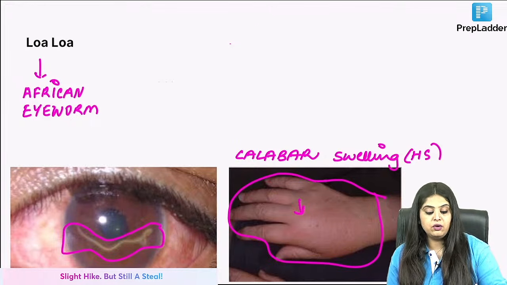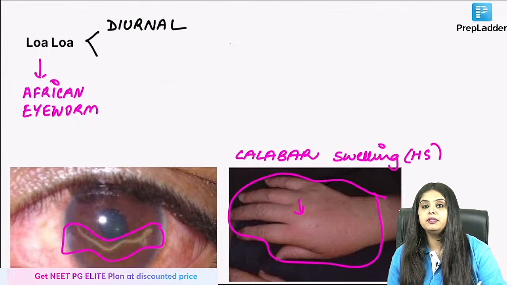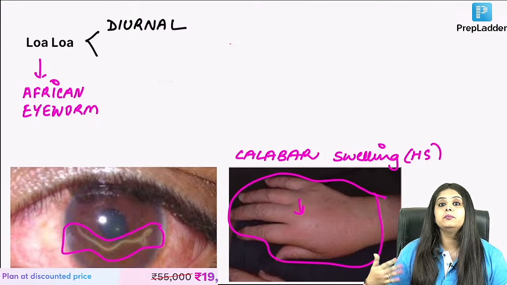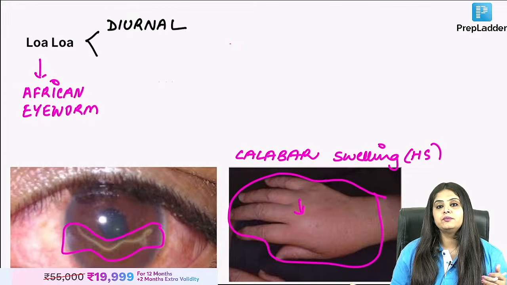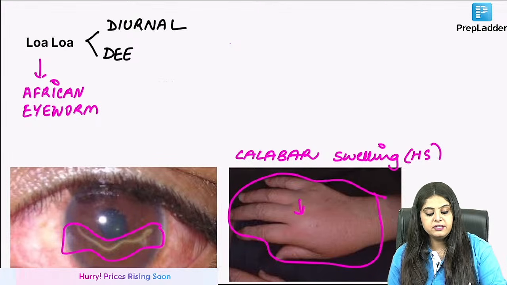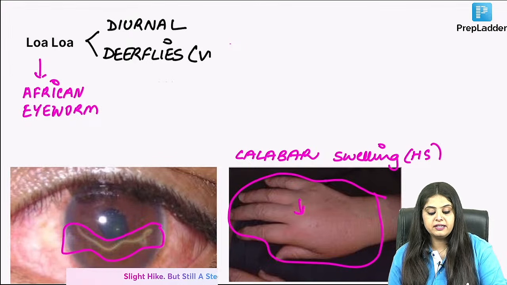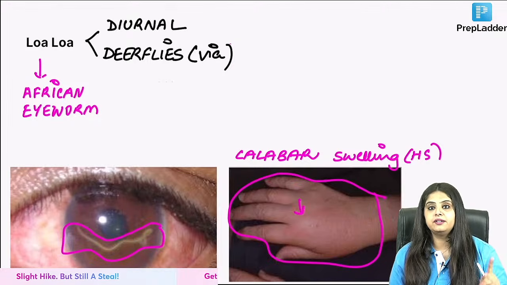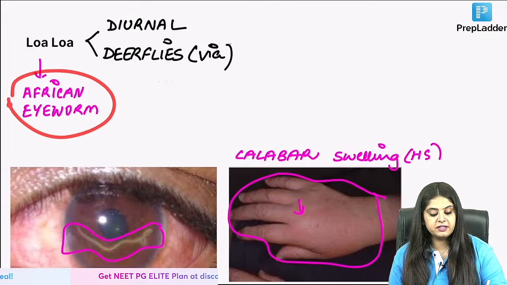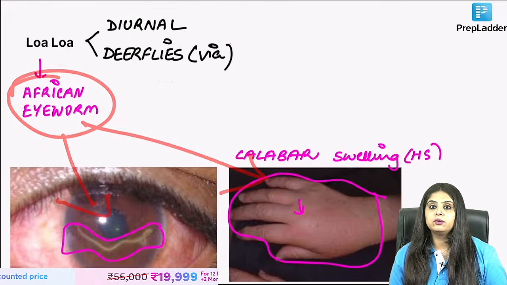Coming to the next one, also please note this worm is diurnal, matlab it is going to come in the diurnal means when does it come into the blood? It comes in the morning also, comes in the evening also, so it is basically a diurnal worm. And D for diurnal, D for deer flies. If they ask you what is the vector of it, it is going to be via the deer flies. So loa loa diurnal hai, deer flies hai. Loa loa is African eye worm, so I can see that, and it causes Calabar swelling. Is that okay with everyone?